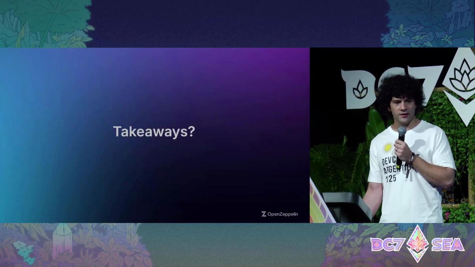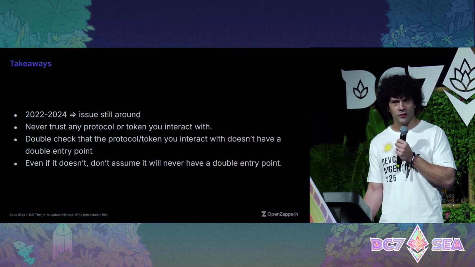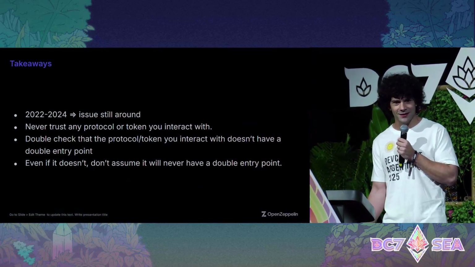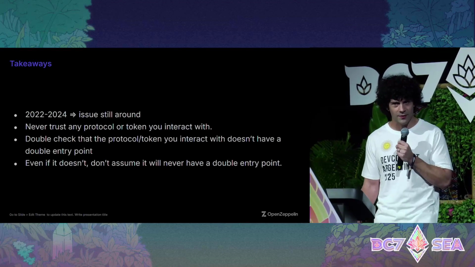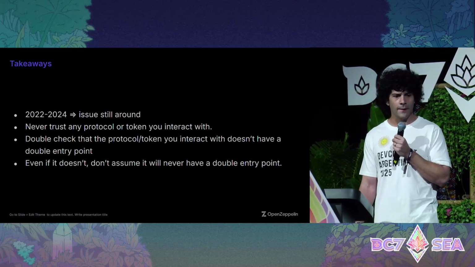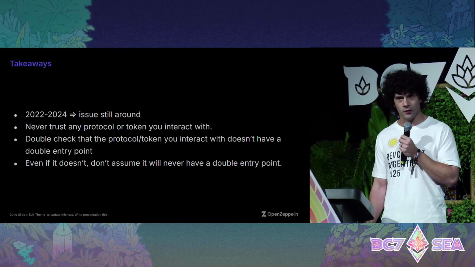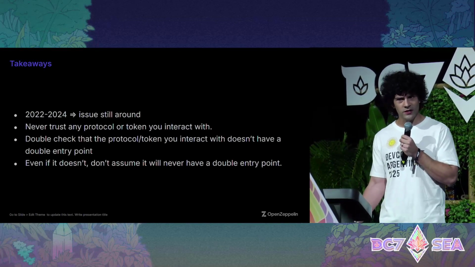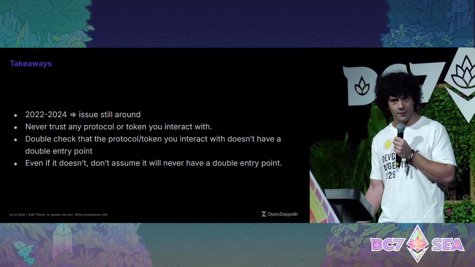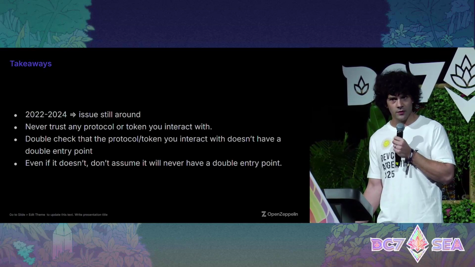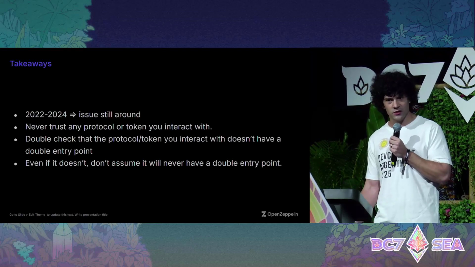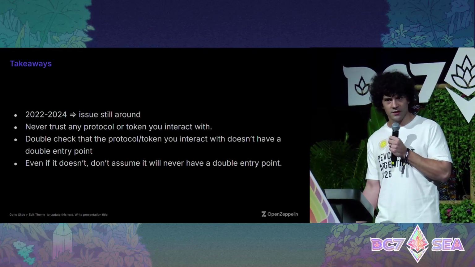So, some takeaways. First of all, this is an issue that we found in 2022, and also in 2024. It's an issue that can still happen because it doesn't depend on our protocol, it depends on other protocols that we integrate with. So we should never trust any protocol or token that we interact with. Always double check that when we integrate with a protocol or a token, it doesn't have a double entry point. And if it does, we have to also code in a defensive way so that if they introduce a double entry point, we can account for that and we don't have issues.